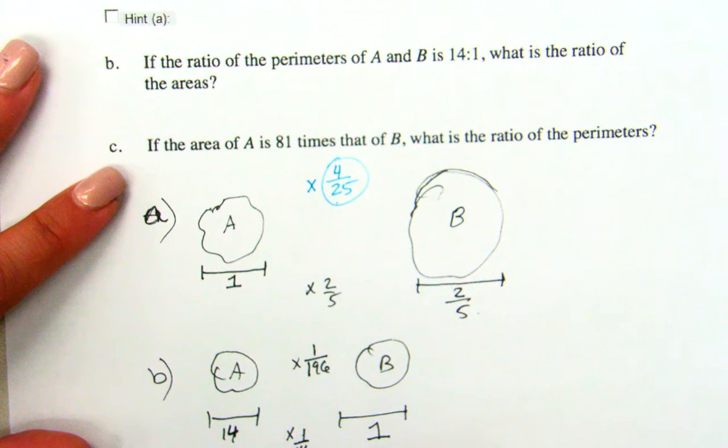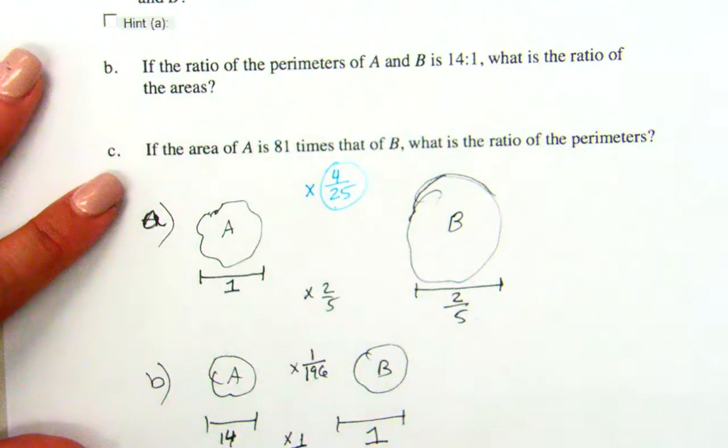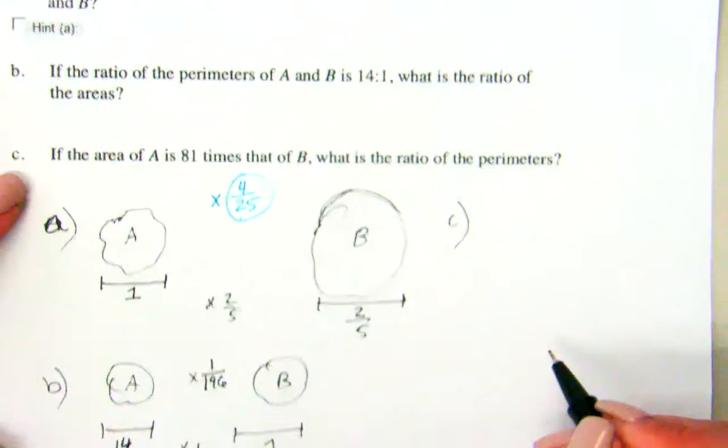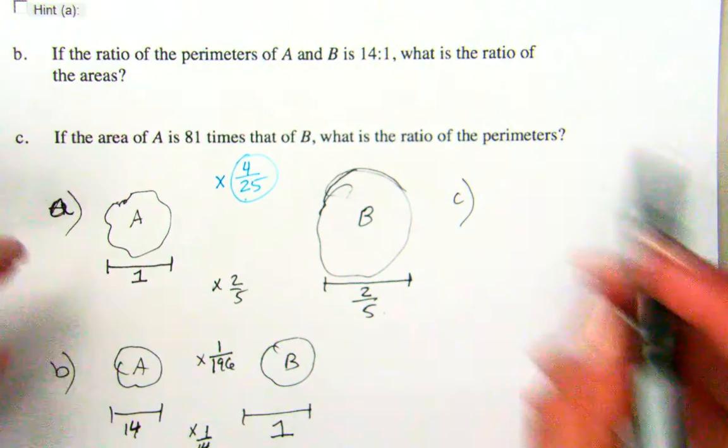Alright, so if it's 14 to 1, did I do that right? Or is it supposed to be backwards? No, I think I'm okay. 14 to 1 times 2/5. 14 to 1. I think I did that wrong. Oh well. I'll fix it later. Okay. If the area of A is, I guess this is for C. I'm pretty sure I did part B wrong. I think it has to do, okay, I'll figure it out in a second.